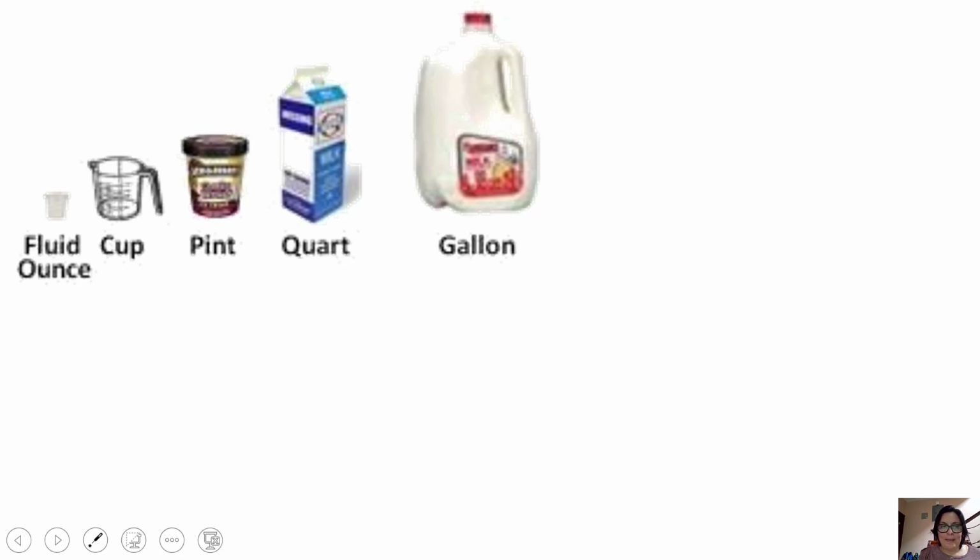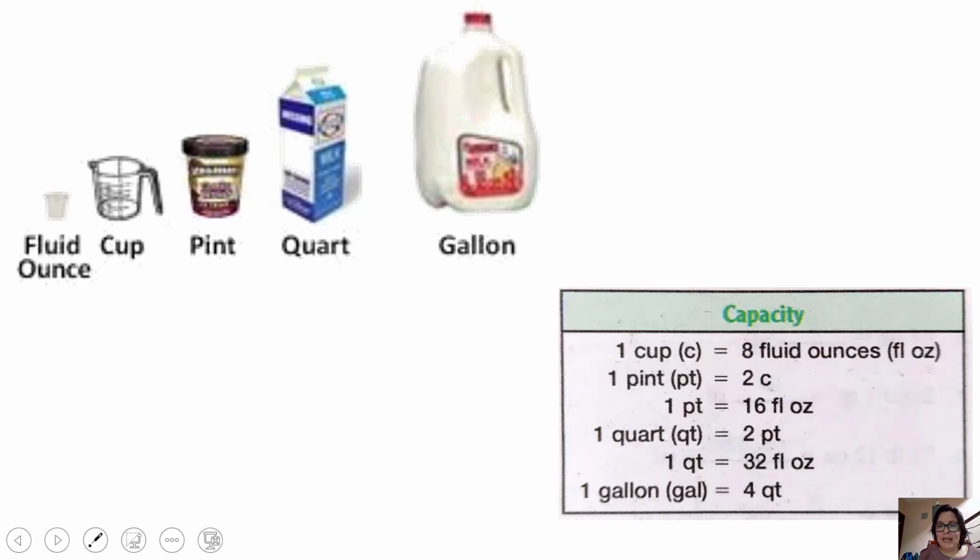Now, in the same page, you are going to find a chart that says capacity. In page 125, you are going to find this chart. And it says that 1 cup has 8 fluid ounces, 1 pint, 2 cups, 1 pint, 16 fluid ounces, 1 quart, 2 pints, and 1 quart, 32 fluid ounces, and 1 gallon, 4 quarts.